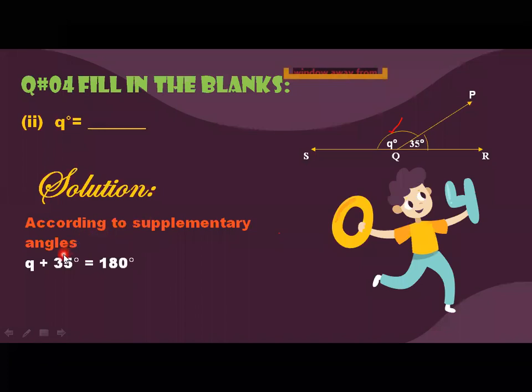What you will do, you will subtract this 35 from 180. Okay, and then you will write in the next step, like this: Q is equal to 180 minus 35. So what will 180 minus 35 be equal to? It will be equal to 145°. So those students who are telling me the right answer, thumbs up for all of you. Okay, now this is very easy. First you will write down your postulate according to supplementary angles, and then you will solve it.